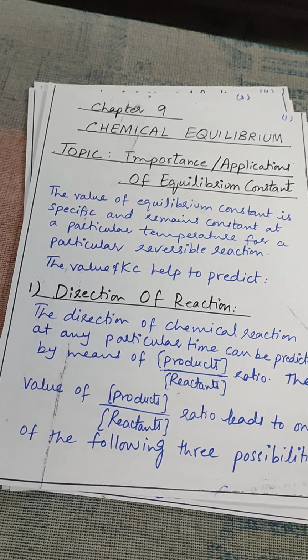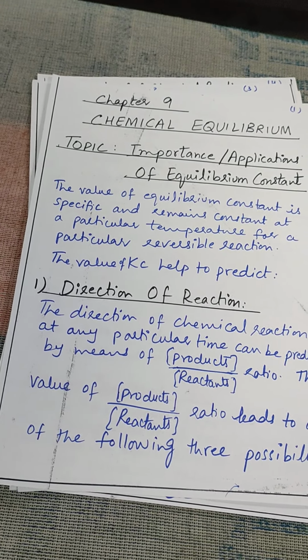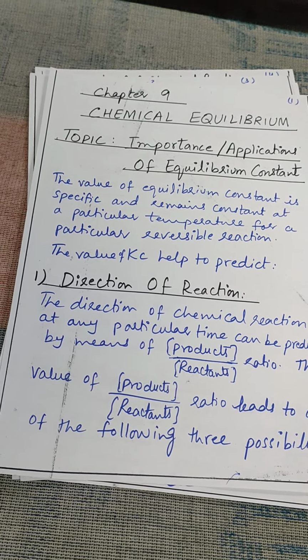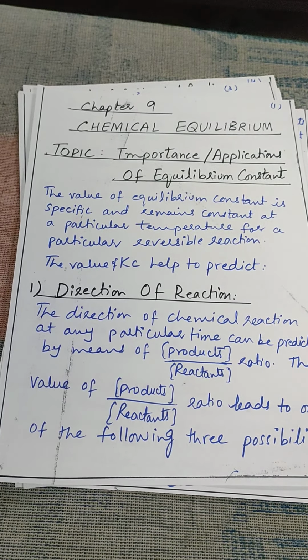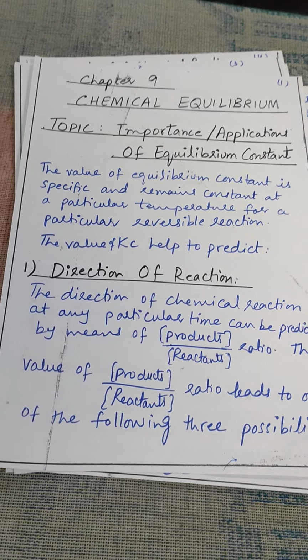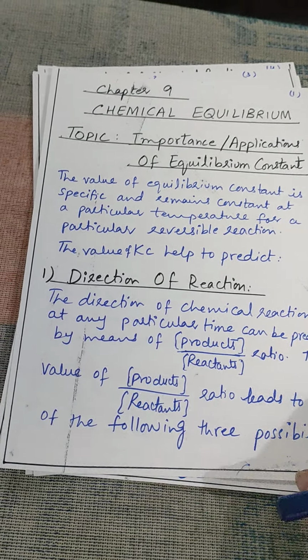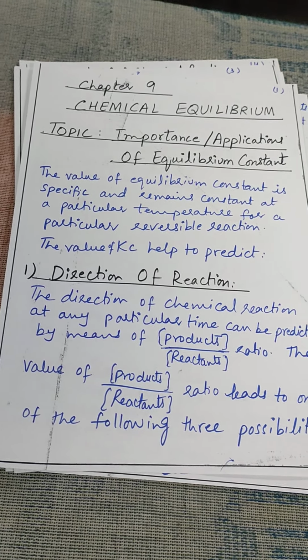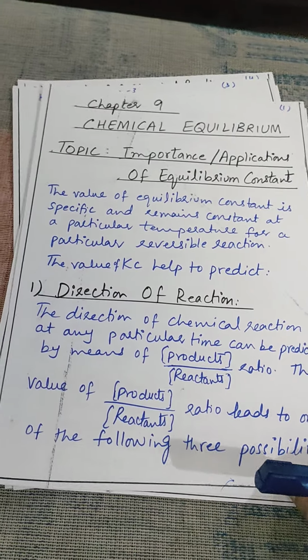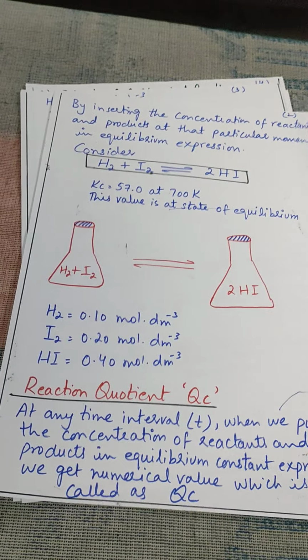Now first of all, what are the applications? The applications are three in number. First one is predicting the direction of the reaction. Second is predicting the extent of the reaction, and the third one is the effect of the external conditions on the state of equilibrium. Now in the first application, that is the direction of reaction, there are also three possibilities which we are going to discuss in detail.